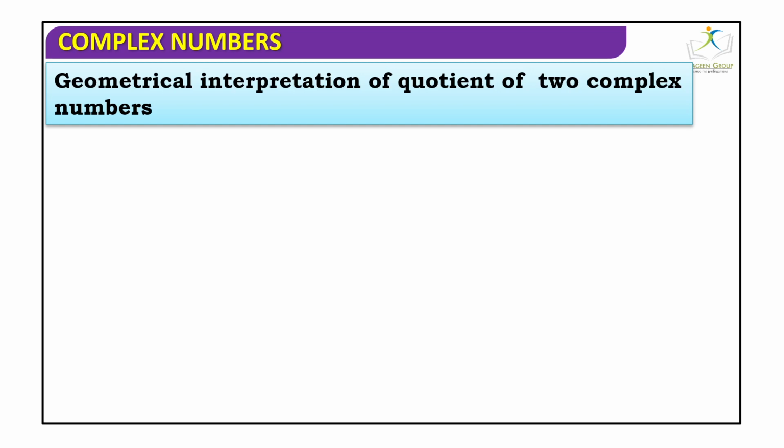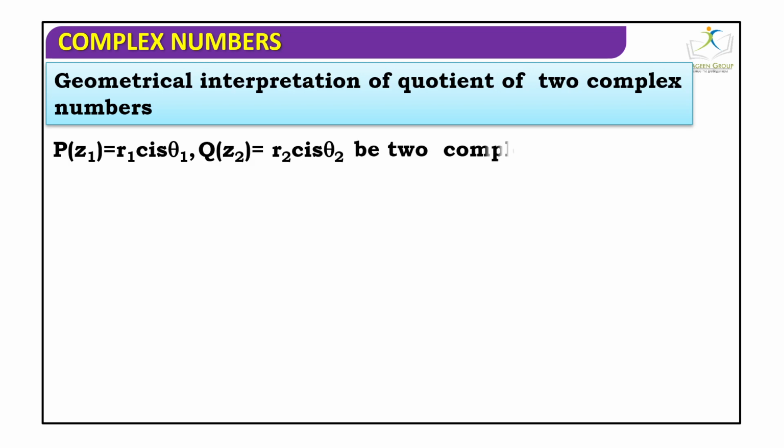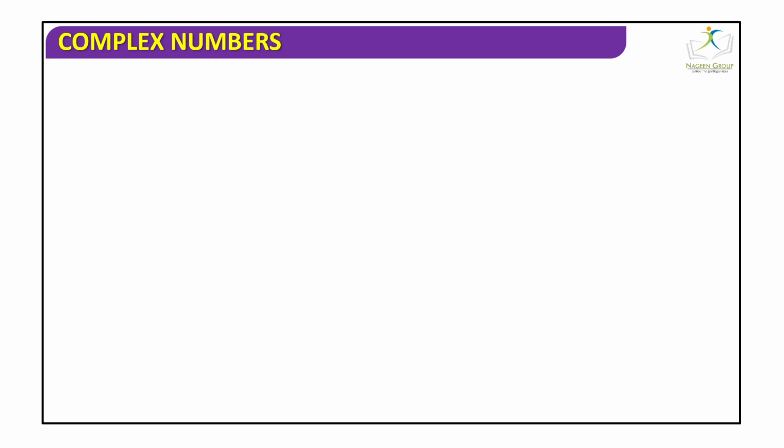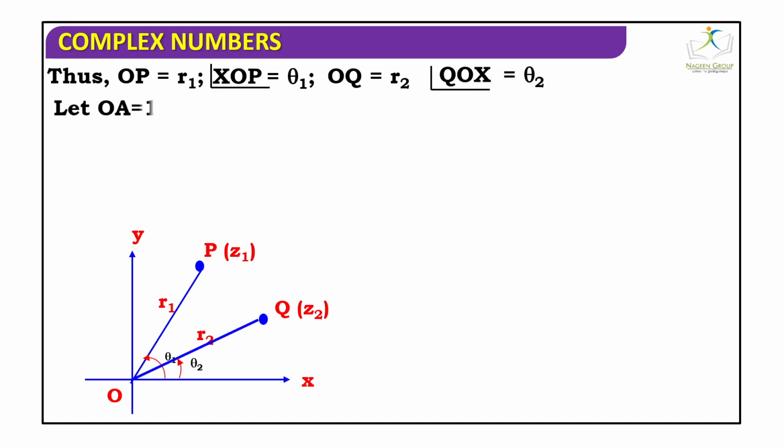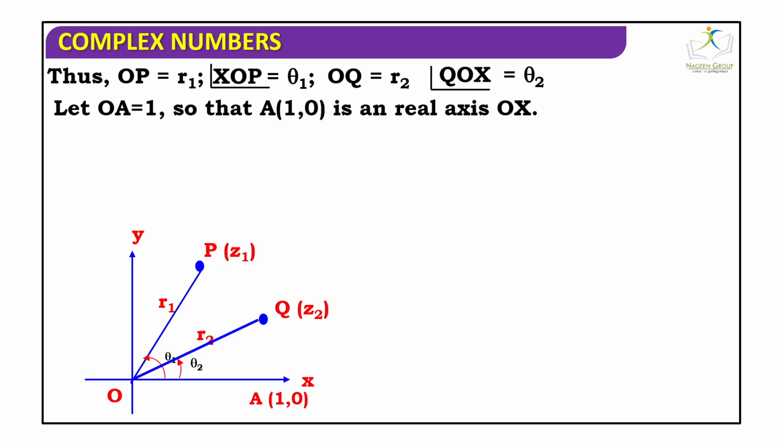There we took the multiplication. Here we are taking the quotient of two complex numbers. So let P be Z1, R1 cis theta 1, and Q be Z2, R2 cis theta 2, two complex numbers in the Argand plane. Now, OP equals R1, OQ equals R2 with the angle theta 2. OA equals 1, where A with the value (1, 0) is on the real axis OX.